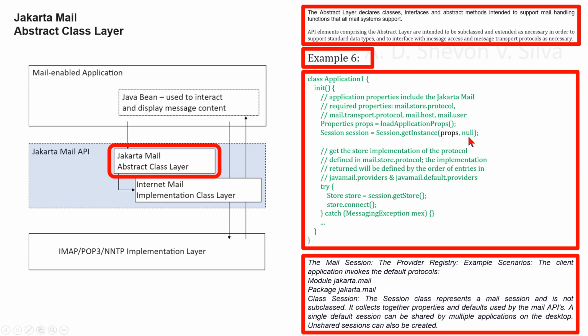First, call the getDefaultInstance method. It creates a new Session object and associates it with the Authenticator object. Subsequent calls to the getDefaultInstance method compare the Authenticator object passed in with the Authenticator object saved in the default session.